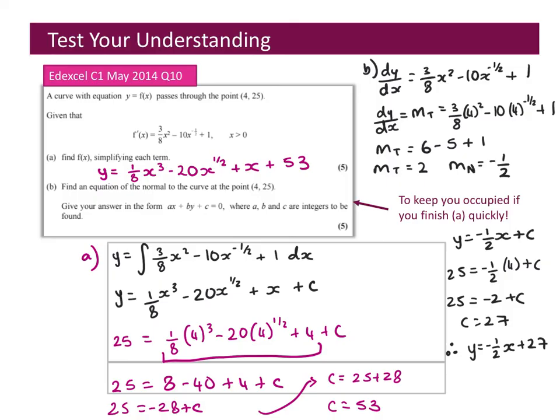But if we look at the question, it wants it in the form ax plus by plus c equals 0. So we just need to do some simple rearranging and multiplying. Multiply everything by 2 first. 2y equals negative x plus 54. And then I'm going to move everything to the left-hand side. 2y plus x minus 54 equals 0. Again, though, let's put x first. So x plus 2y minus 54 equals 0, because in the equation I want ax first.